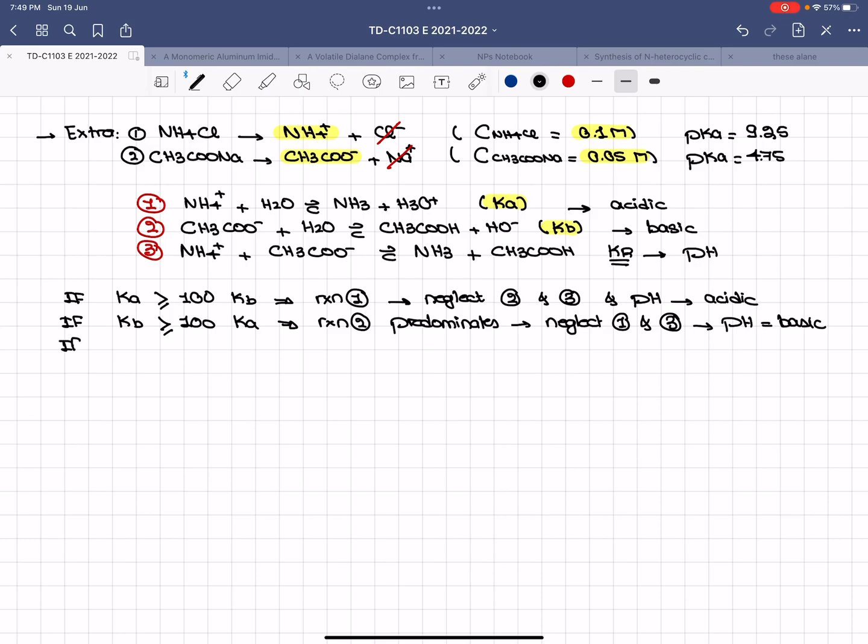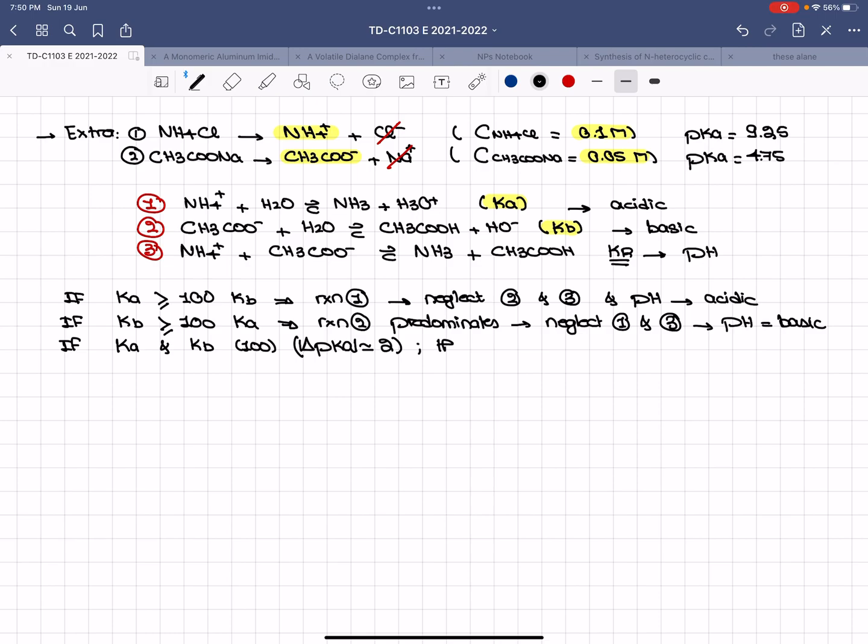If, however, this is the property we usually study in the case of a salt: if the Ka and the Kb are in the range of 100, okay? Meaning the Ka is not greater than 100 Kb. Maybe it's greater than 10 Kb, or the Kb is greater than 10 Ka. Or maybe they are approximately equal. Meaning the difference in their pKa's has to be approximately 2. If pKa1 minus pKa2 is 2 or minus 2, I don't care about the sign, positive or negative, so take the absolute value.